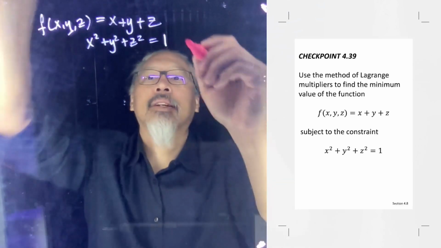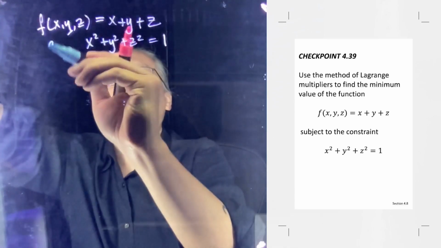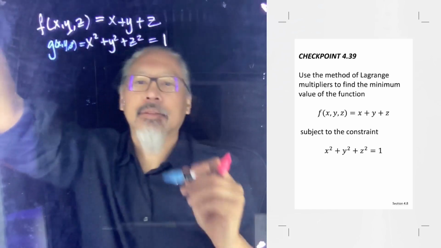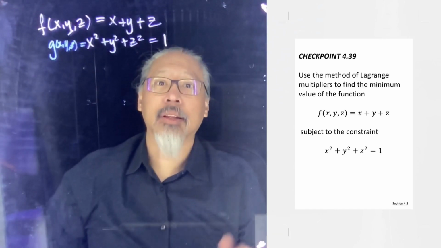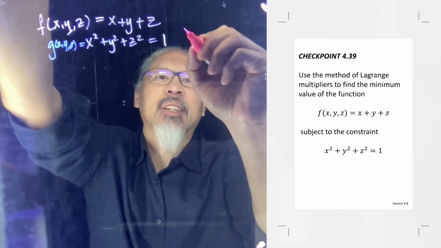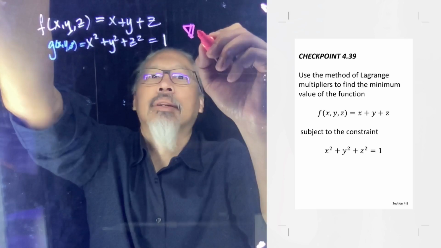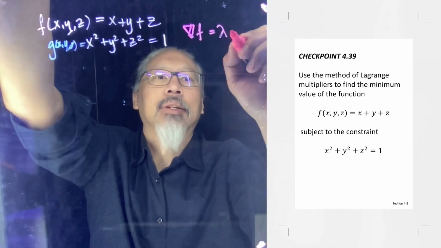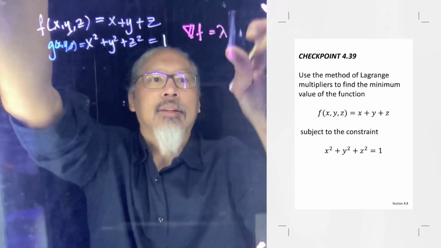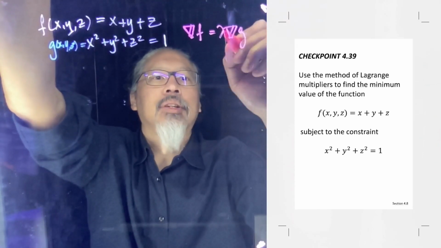Lagrange multipliers tells us that if we assign g of x, y, z, three variables now, equal to the constraint, then we can find the maximum and minimum by solving the equation where the gradient of f is equal to lambda times the gradient of g.